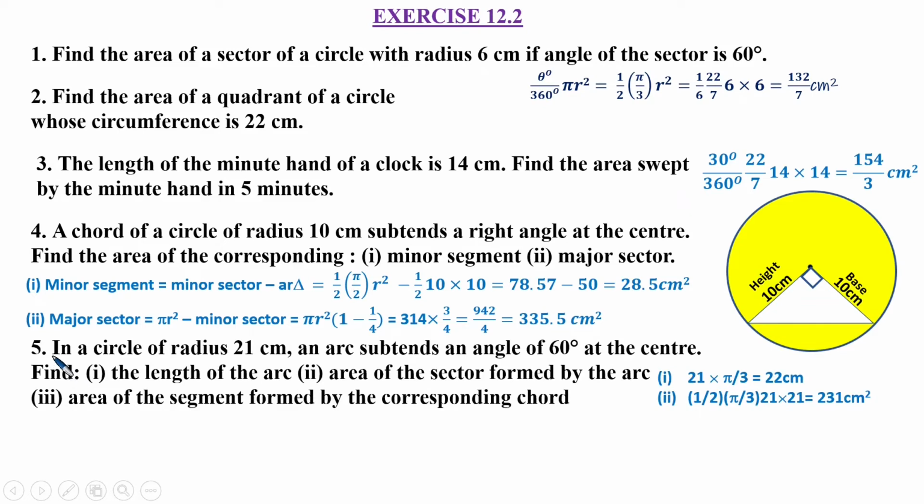Okay. Now exercise 5. In a circle of radius 21 centimeter, an arc subtends an angle of 60 degree at the center. Find the length of the arc.